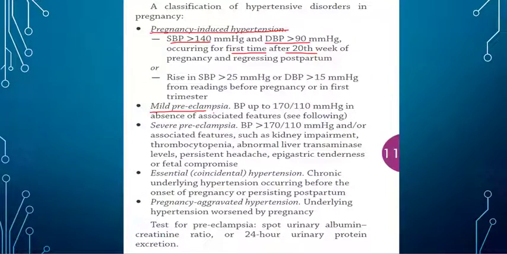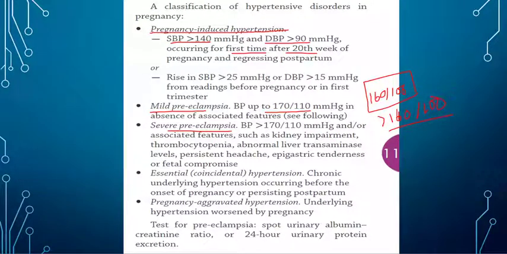About the preeclampsia, there is mild and severe preeclampsia. According to JM, they say that up to 170 by 110, that's mild. But normally you can think about if it's up to 100 by 60, that's mild. If it is more than 160 by 100, okay, and that's severe preeclampsia.